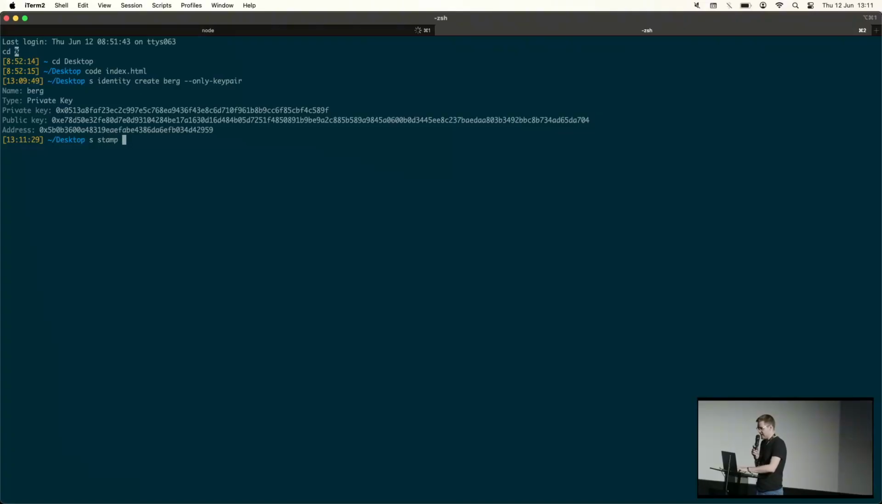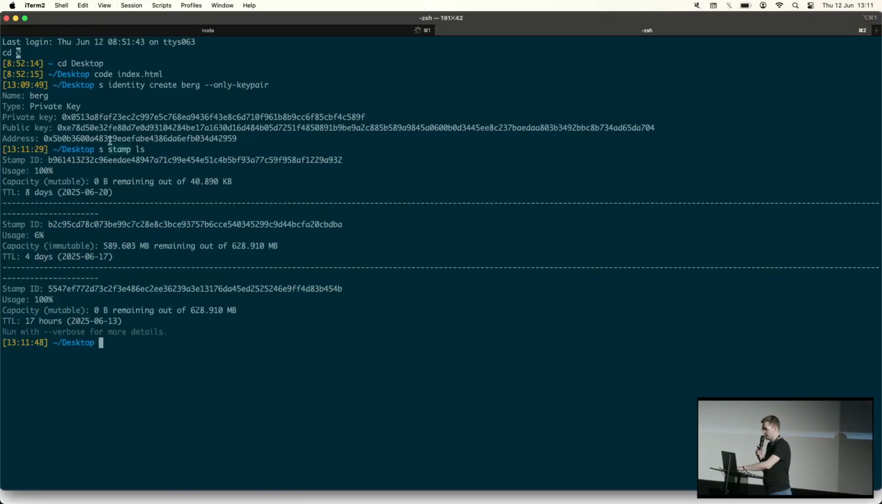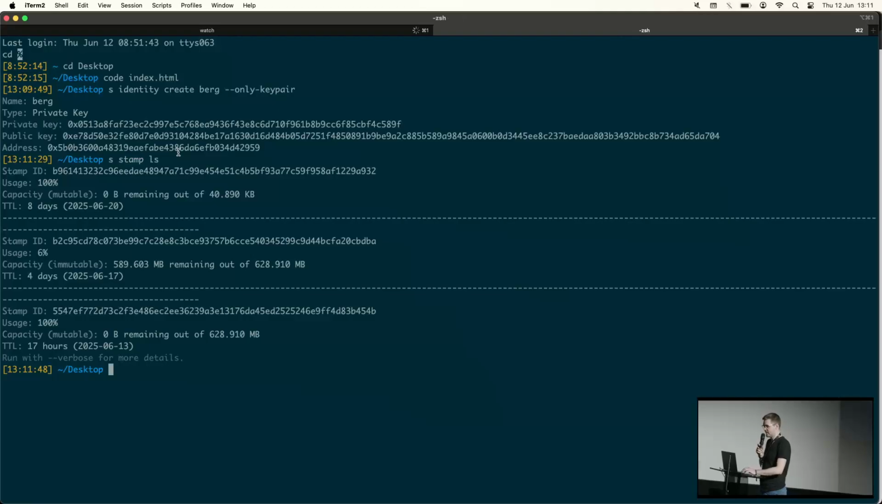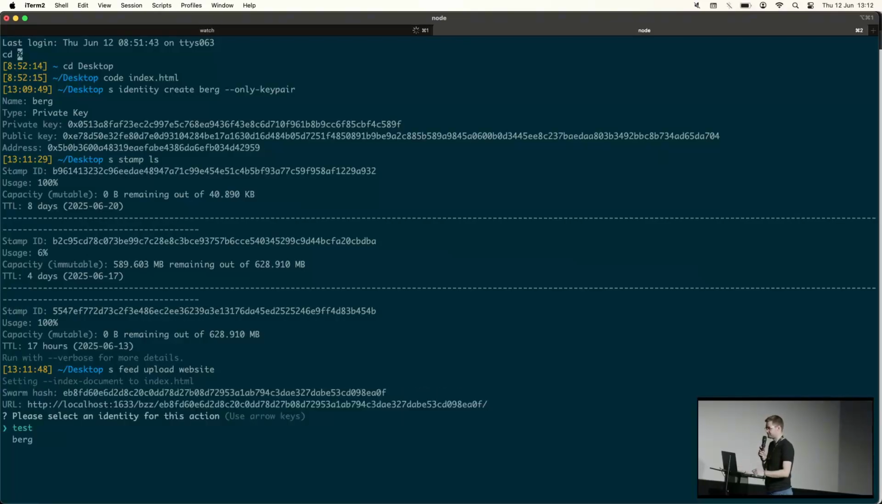I already have some postage batches. They are a postage batch of stamps. That's why I used the stamp command. I'm going to zoom in a bit. And I'm going to do a feed upload and then specify the path. Now it's asking me for a postage batch to use. Now it's asking me for the identity or the owner or the Ethereum address to use.